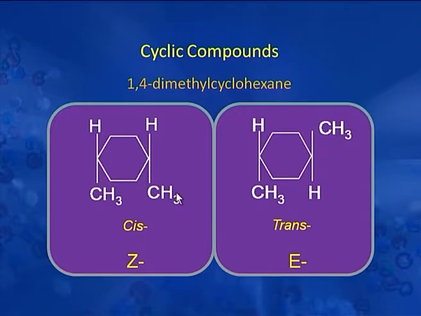Now, according to EZ system, the methyl group gets the higher priority over hydrogen, and two groups getting the higher priority are on the same side. So, this isomer is assigned Z configuration, whereas in this case the two methyl groups which are getting the higher priorities are across. So, this isomer is assigned E configuration.